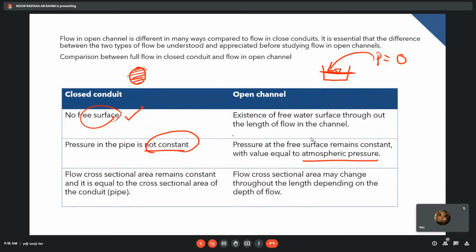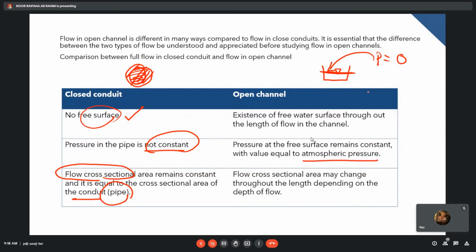And then the last one: flow cross-sectional area remains constant and is equal to the cross-sectional area of the conduit. Okay, so for flow cross-sectional area, maksudnya cross-section air. Jadi bila air tu memenuhi ruang dalam pipe ni, so automatically the flow cross-sectional area adalah constant. Dia akan sama size dengan size diameter of pipe.